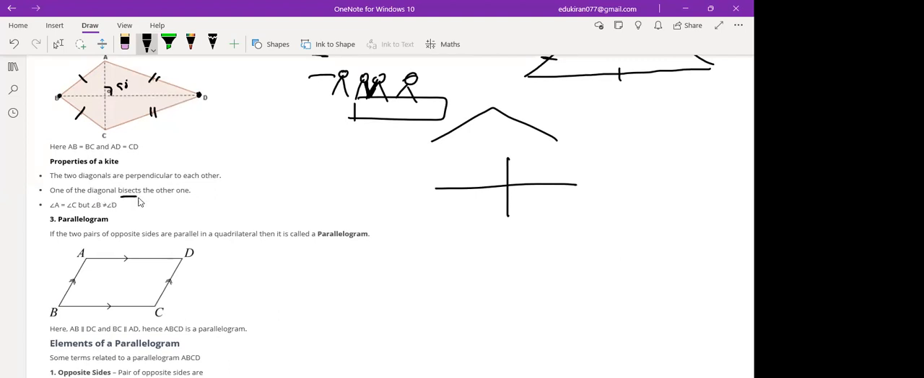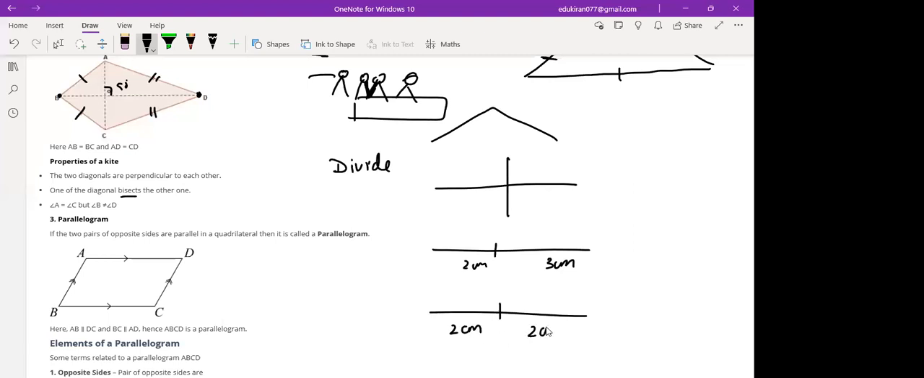Now, this term bisect. One term is divide. For example, if this is a line and I divide it into this part of 2 centimeters and this part of 3 centimeters, that is just dividing. But if this is a line, this is 2 centimeters and this is also 2 centimeters, I divide it into two equal parts, so this is known as bisect. Bi means two, sector means two sections. So two equal parts. Clear?